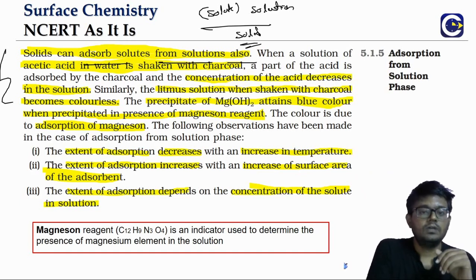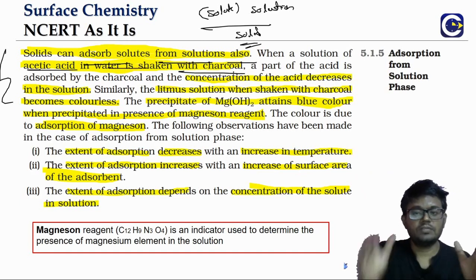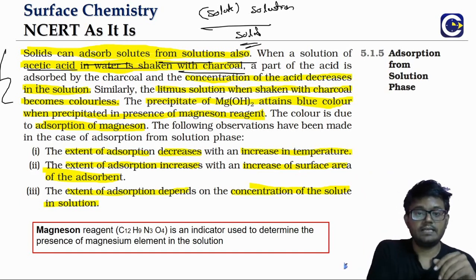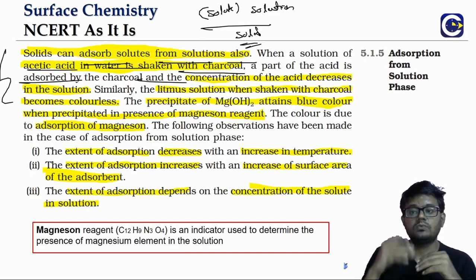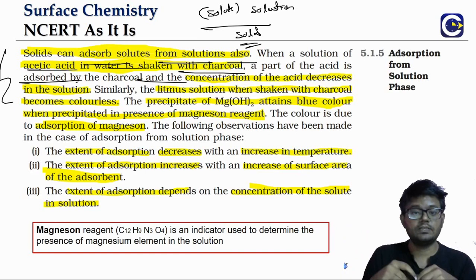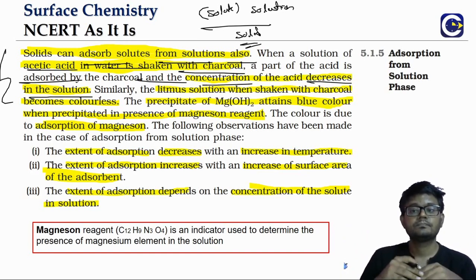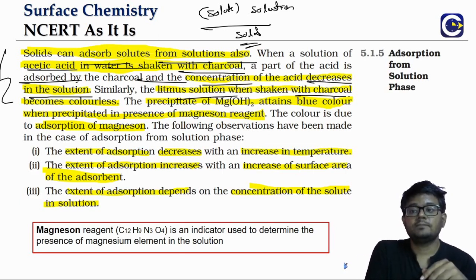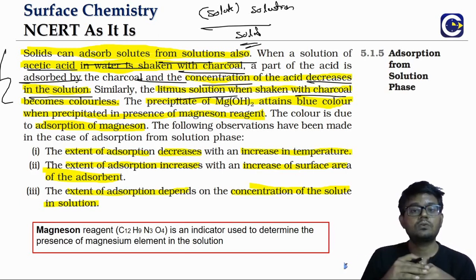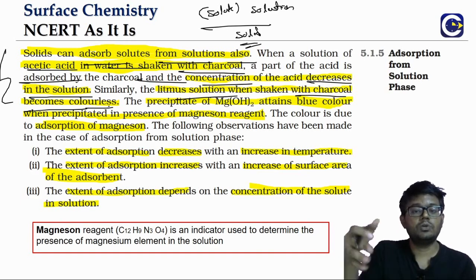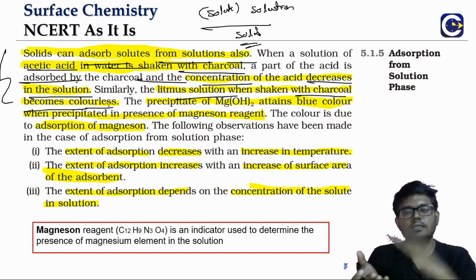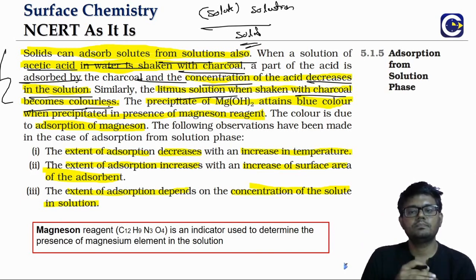Like when you take acetic acid in water and shake this with charcoal, we'll see that part of the acid will be adsorbed on the surface of the charcoal. How do we know it? When we measure the concentration of the acid in the solution, we'll see that it will be decreasing. Same way, if you take a litmus solution and shake this with charcoal, the litmus solution also becomes colorless. Why? Because the colored pigments are getting adsorbed.